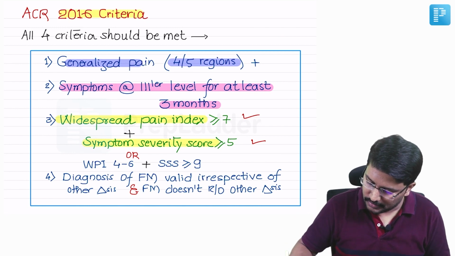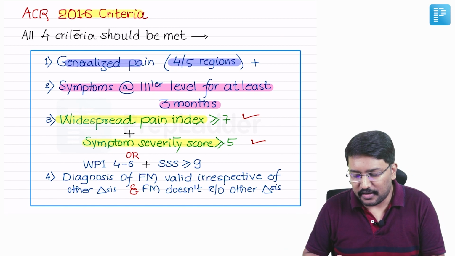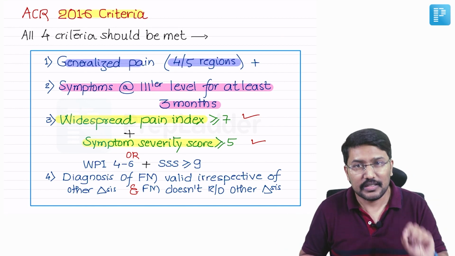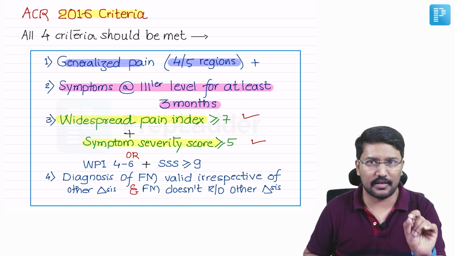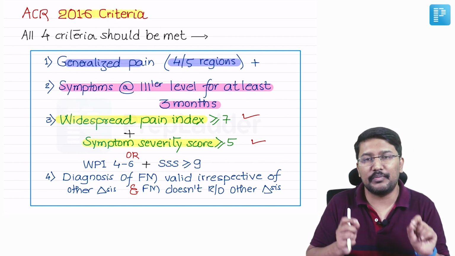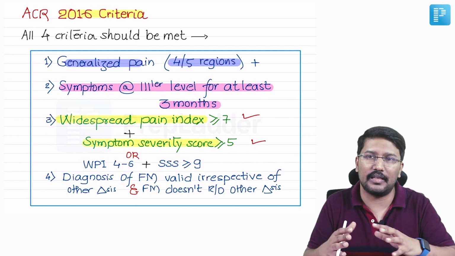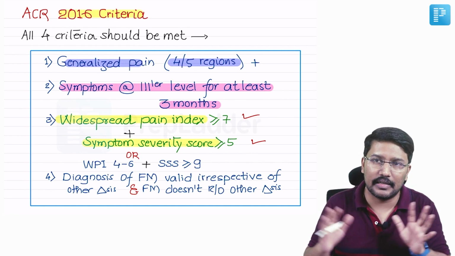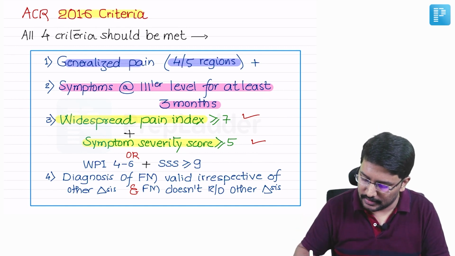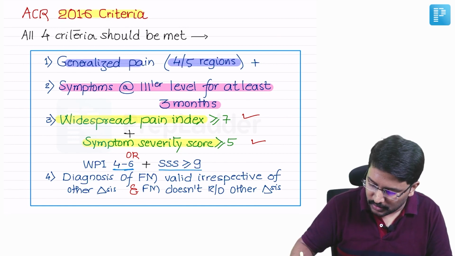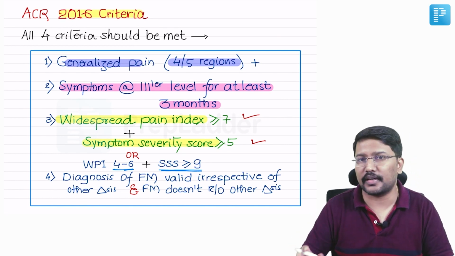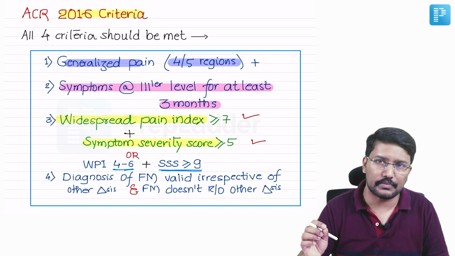So in case of widespread pain index more than or equal to 7 plus symptom severity score more than or equal to 5, that satisfies criteria number 3. Or if the symptom severity score is higher and the widespread pain index is a little lower, it might still satisfy. In that case, WPI 4 to 6 plus symptom severity score more than or equal to 9 also satisfies the criteria.